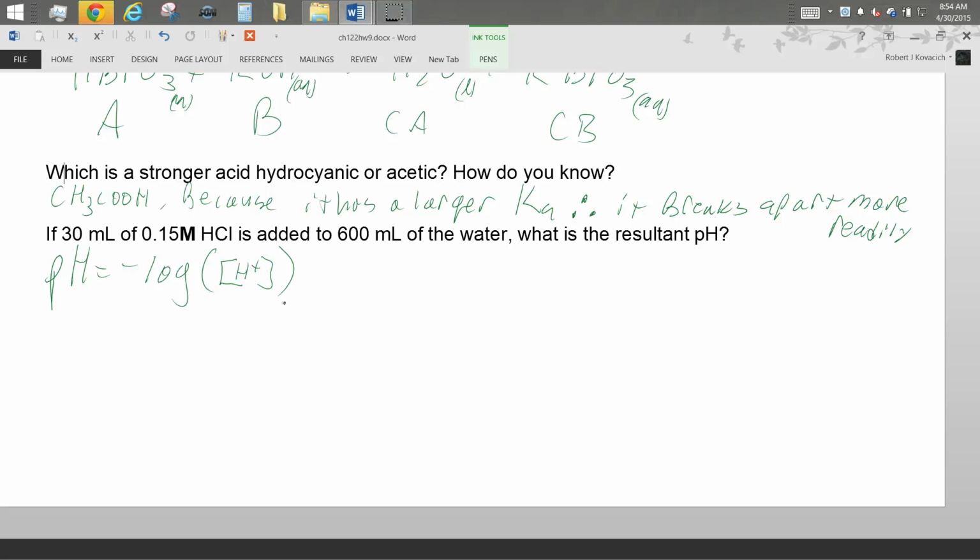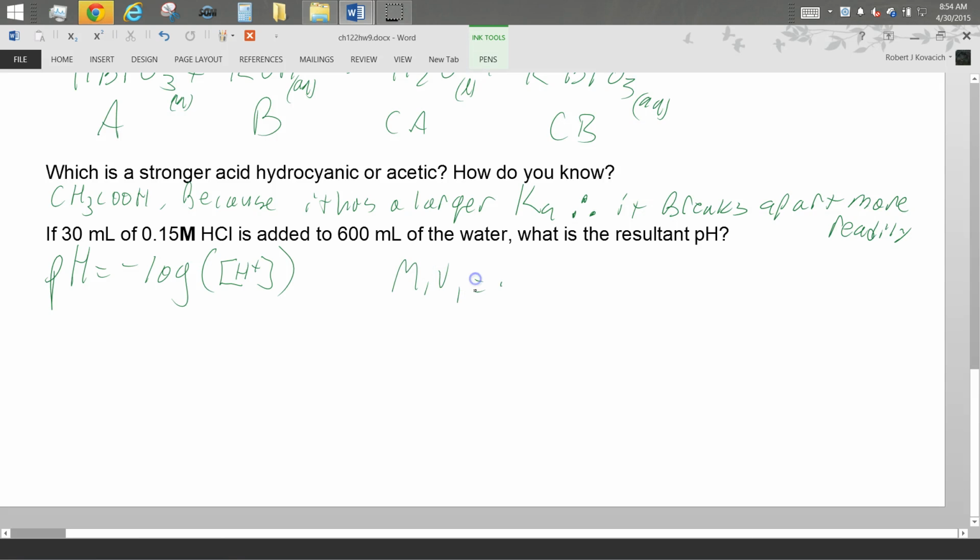There's two ways you can approach this problem. One, you can just use the dilution equation because that's what we're doing here, right? I'm taking this stuff that's 0.15 molar and I'm dropping it into some water, which is going to dilute the heck out of it. Or I could calculate out what the moles are and divide by the total number of liters. But I think the easiest thing to do is just say M1V1 is equal to M2V2. What don't I know this time?